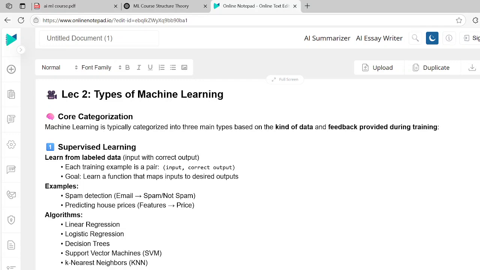Examples: spam detection, where an email is spam or not spam. Predicting house prices, with features as input and price as output. Some of the algorithms that use it: linear regression, logistic regression, decision trees, support vector machines, k-nearest neighbors. Do not worry if these algorithms are new to you. We will be learning about these algorithms later in our course.